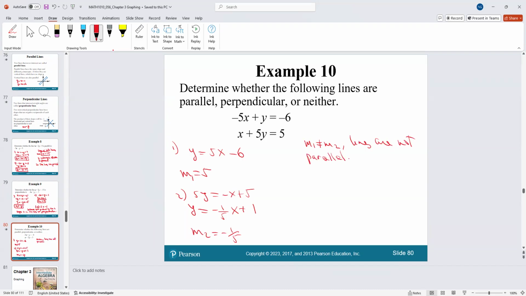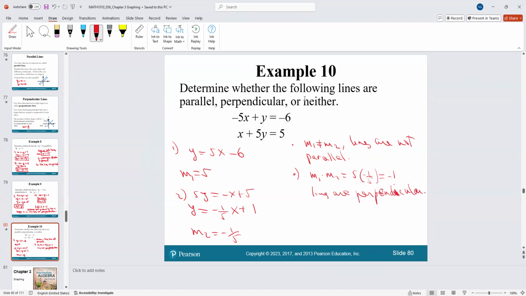That's the first one. The second is to verify perpendicularity. The product m1 times m2 equals 5 times negative 1 over 5, which equals negative 1. The lines are perpendicular, because if the product of the slopes is negative 1, then the lines are perpendicular.